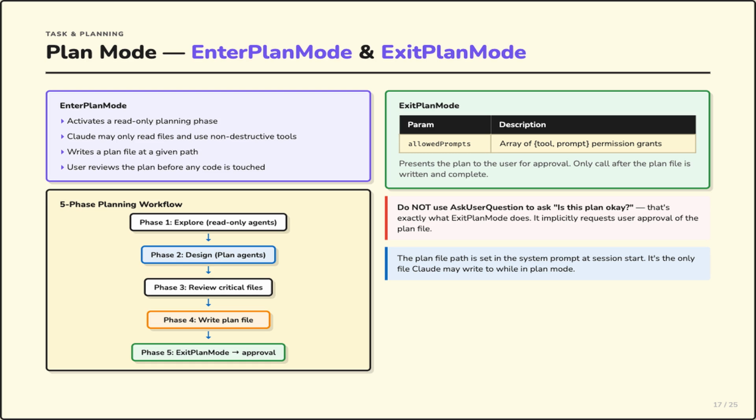Its allowed prompts parameter lets Claude request specific bash permissions needed to execute the plan, like running tests or installing dependencies. A common mistake is using Ask User Question to ask the user if the plan looks good. Don't do that. That's exactly what Exit Plan Mode is for. It implicitly requests approval and waits for the user's response.